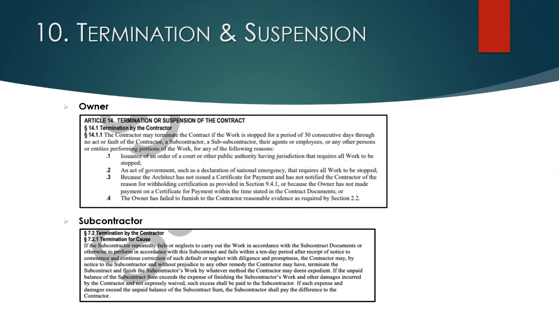If the owner tries to terminate you as the GC, section 14.2, which is not on the screen, does a decent job of protecting you as the GC. The basis for termination for cause requires repeated failures by you or substantial breaches by you. And that's an example of the type of language that you'd want to put in there to protect yourself. So, merely one breach by you shouldn't be enough for the owner to terminate you. And you can fix that breach and move on and continue with the project.